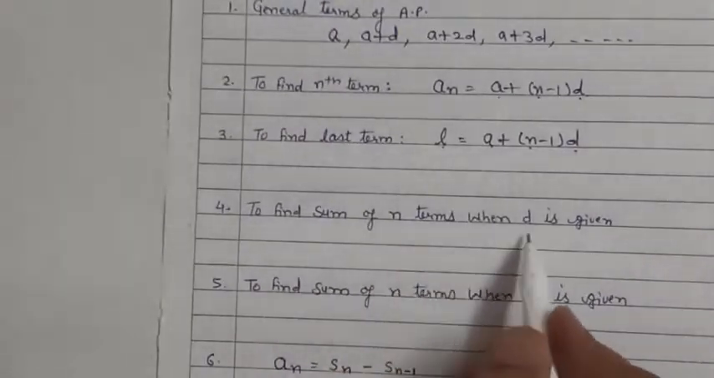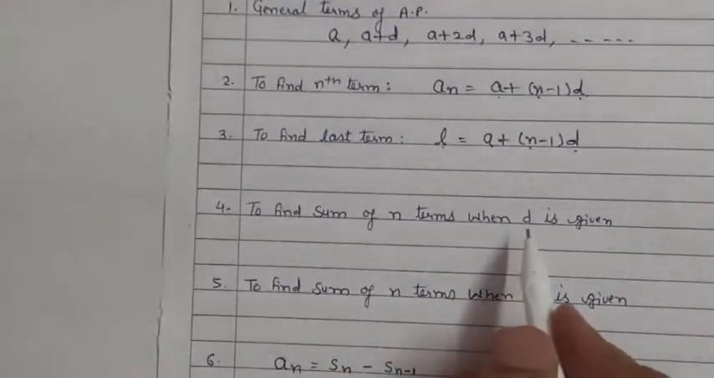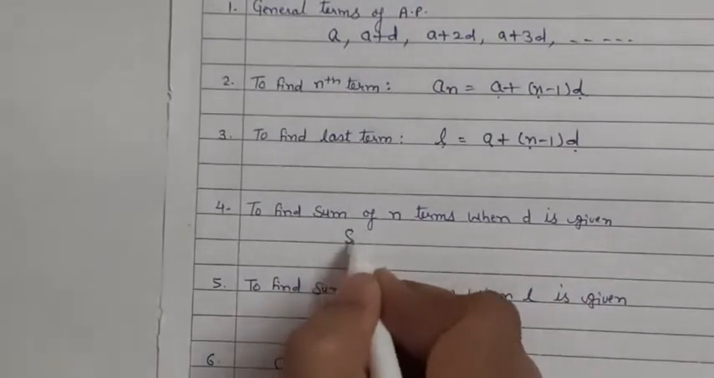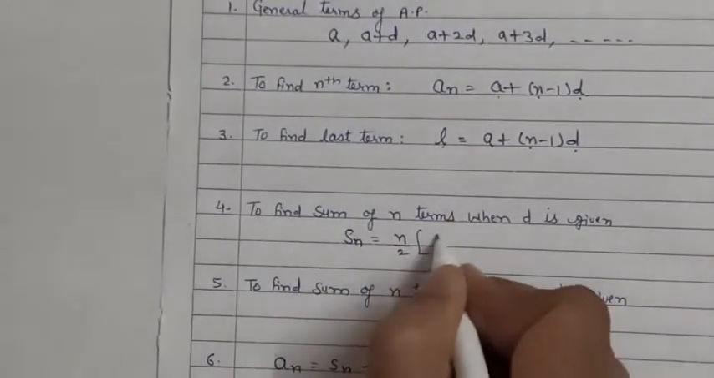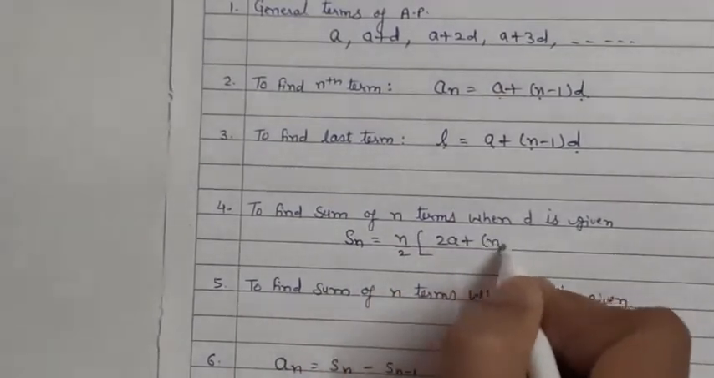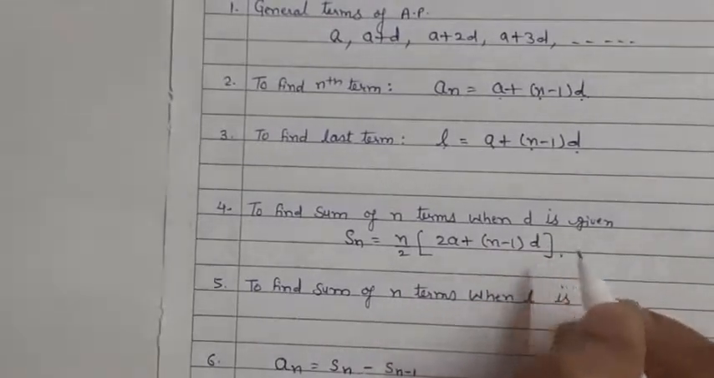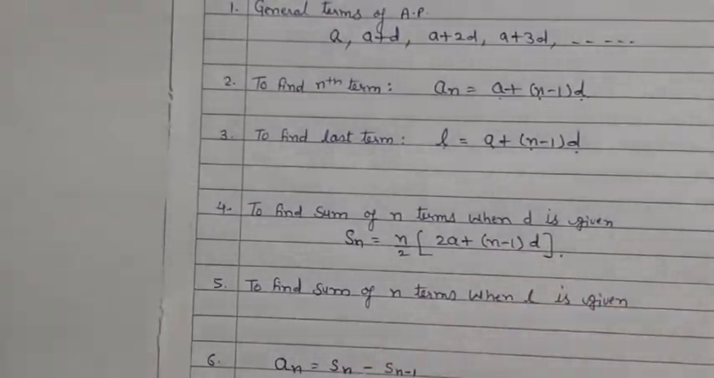Sometimes we have to find the sum of n terms when d is given to you. Okay, sum of n terms, it means we have to find Sn. Sn is what? n upon 2 in bracket 2a plus n minus 1 d. Students, formulas are very important from the examination point of view. When you know the formula, then you have to put the values directly. First you have to choose whatever is given in the question, and then directly put the values in the formula, and then after simplification you can get the answer easily.